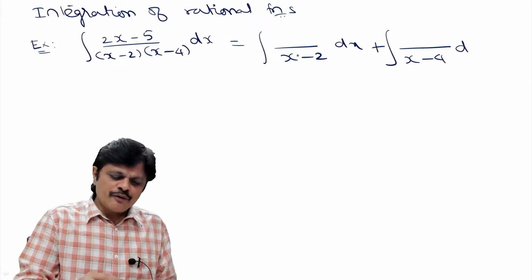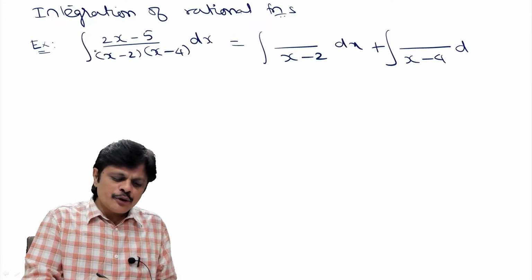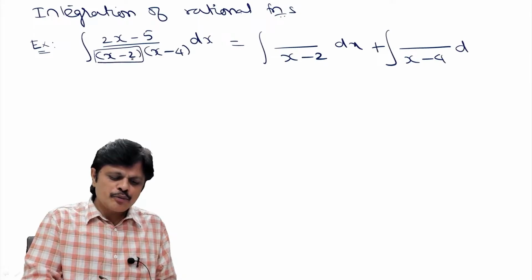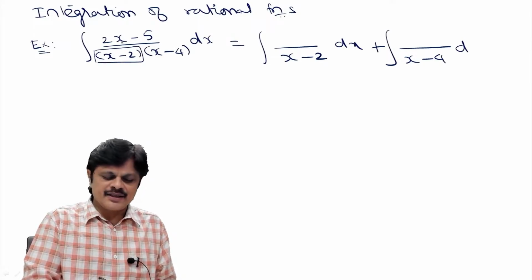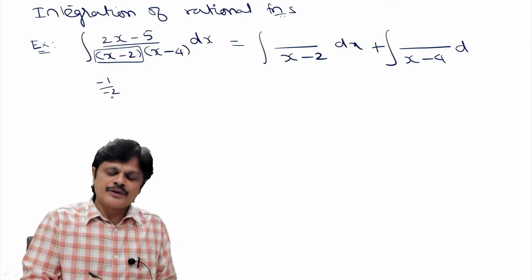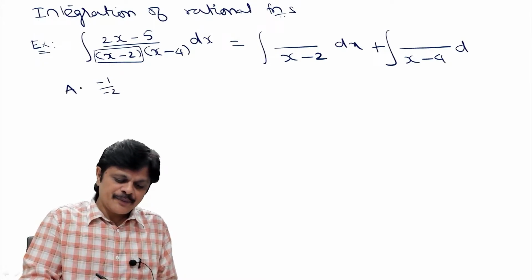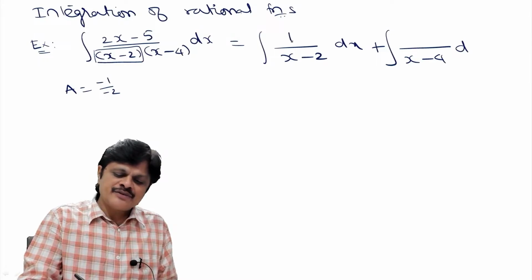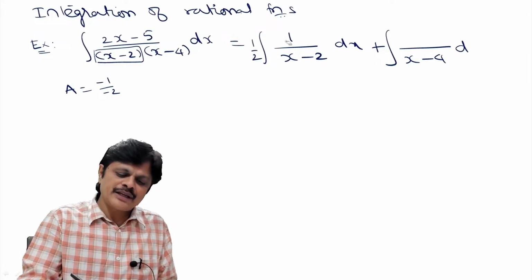So for a, what we need to do is close x minus 2, and put x equal to 2 in the remaining part. So 2 twos are 4, minus 5 is minus 1, over 2 minus 4 is minus 2. That is 1 by 2, so the a value is 1 by 2. You can write 1 by 2 outside also, it is a constant, you can write like this.